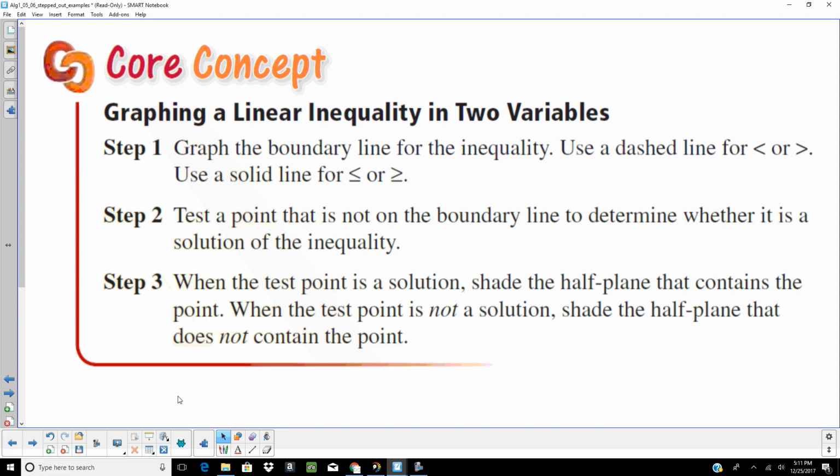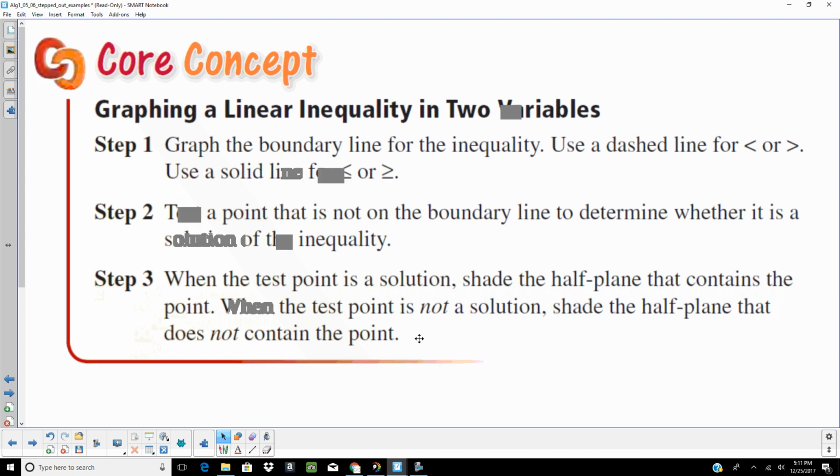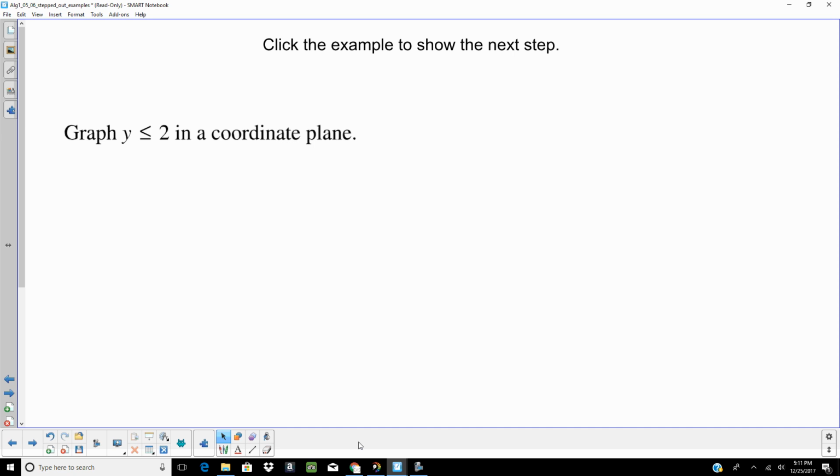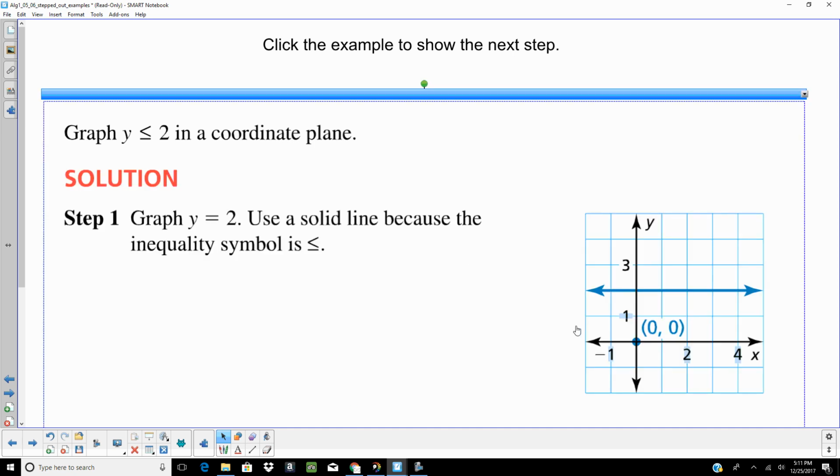And again, let's do a couple examples. And then I'll come back and revisit this core concept, and that should make more sense. So on this first one, we have y is less than or equal to 2. So my boundary line is y equals 2. That's a horizontal line. 0, 0 is usually a good test point. So you plug 0 in, and then you ask yourself, is 0 less than or equal to 2?